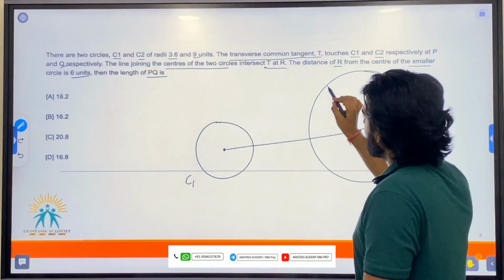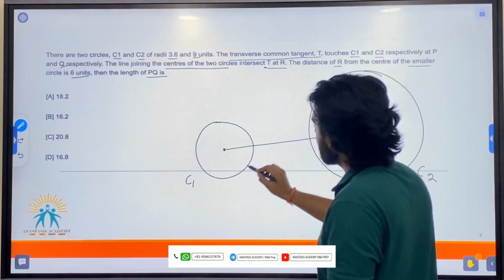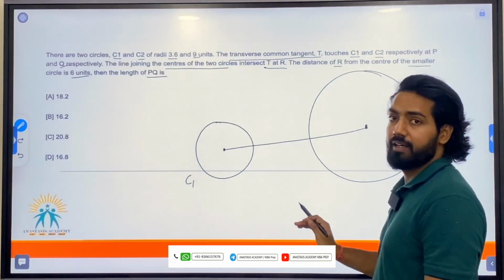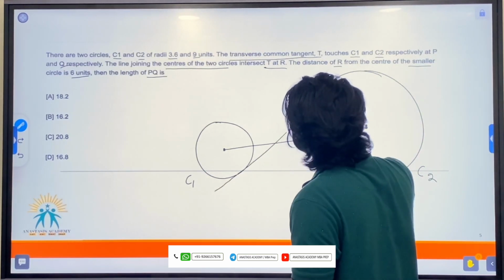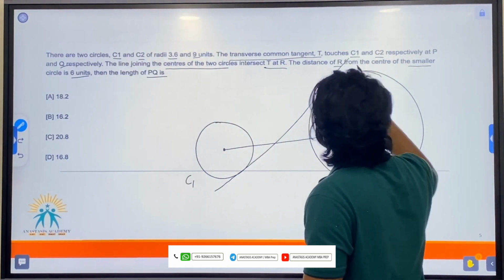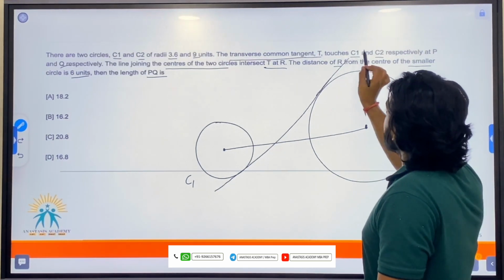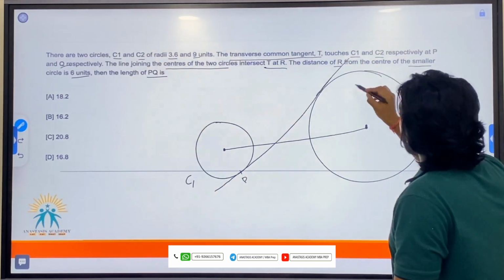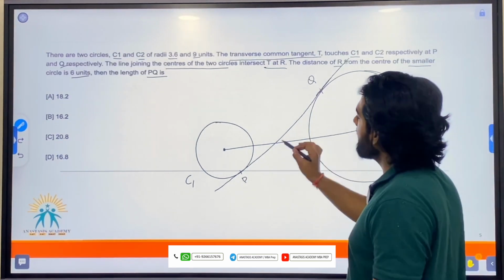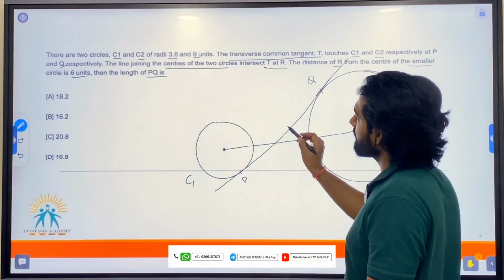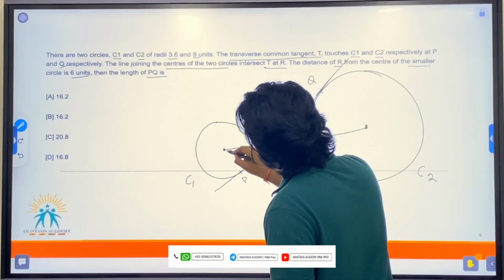this is the line. So I have to draw the tangent so that it cuts the line joining the centers. So the transverse common tangent would be this, right? And this transverse common tangent touches C1 at this point P and C2 at this point Q. It is given. And it intersects the line joining the centers of the two circles at R. This is the point R. Now connect these 2 points.